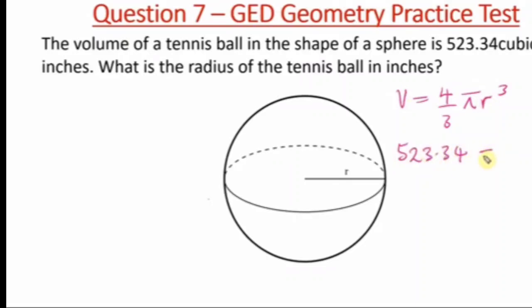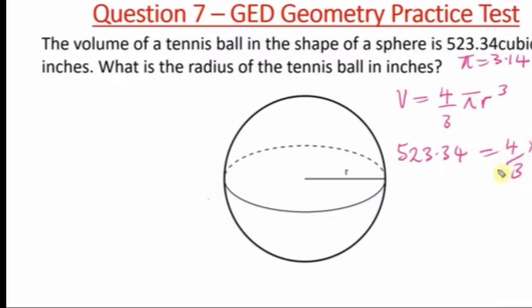523.34 equals 4 over 3. Pi is what? 3.14, then times r cube. Pi will always be given as 3.14. You would see it in the question and on your GED formula sheet. So from here, what do I do?